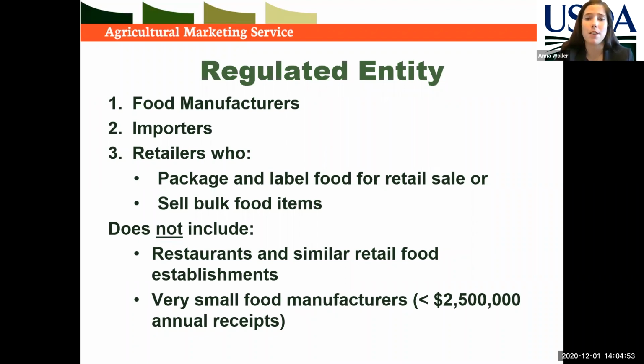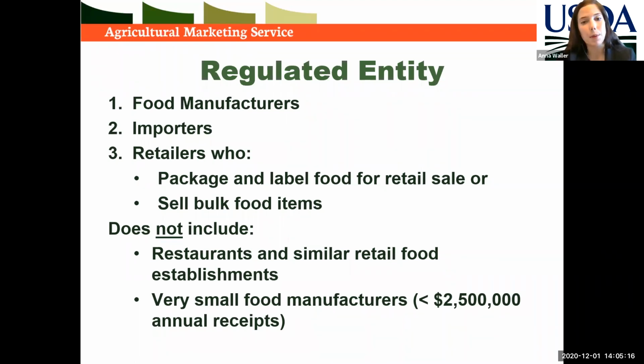Very small food manufacturers are also not required to comply with the standard, although they may voluntarily comply if they so choose. Very small food manufacturers are defined as those with annual receipts less than $2.5 million. This amount is determined by including both food and non-food receipts.